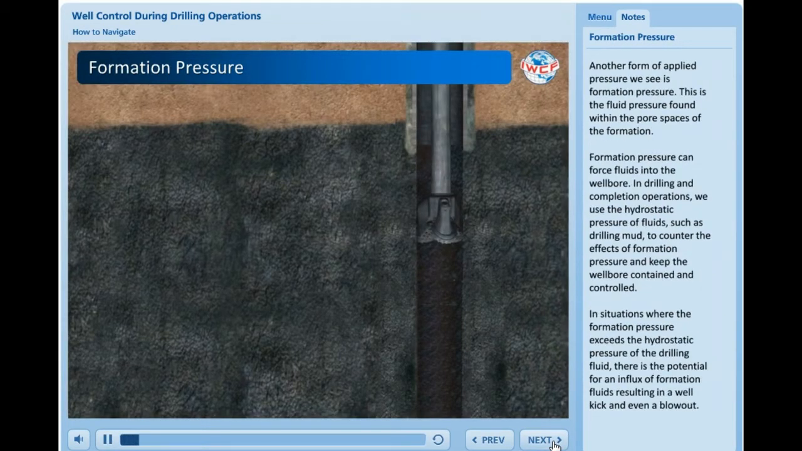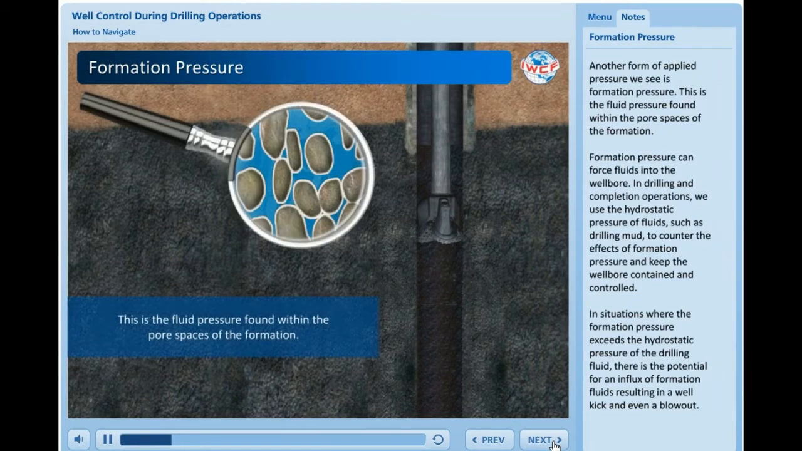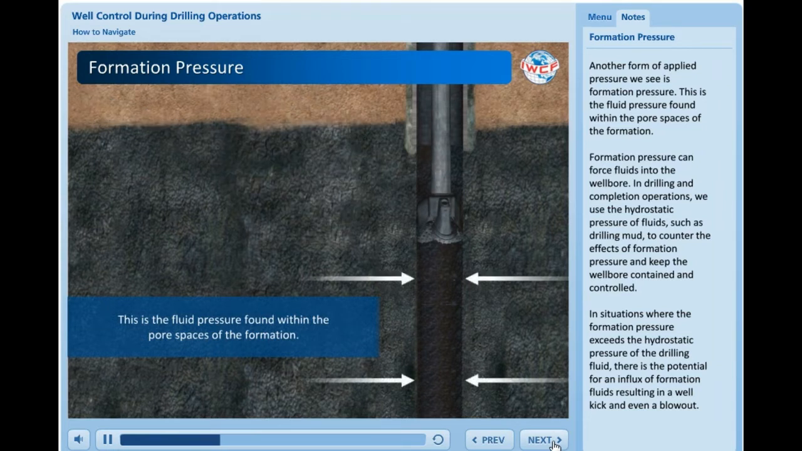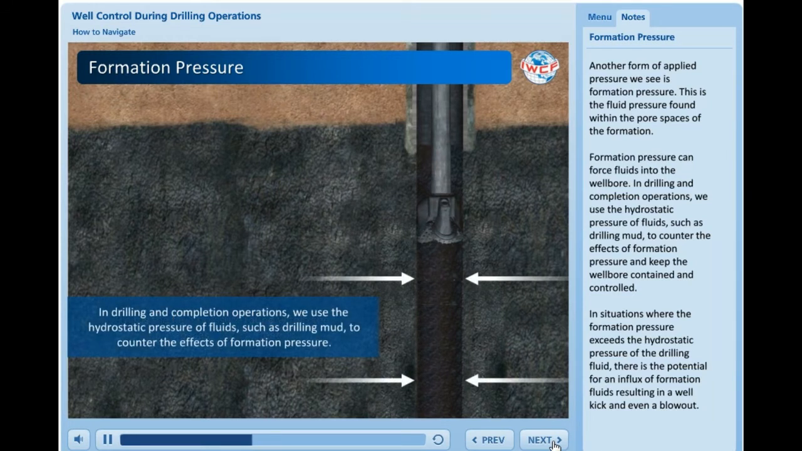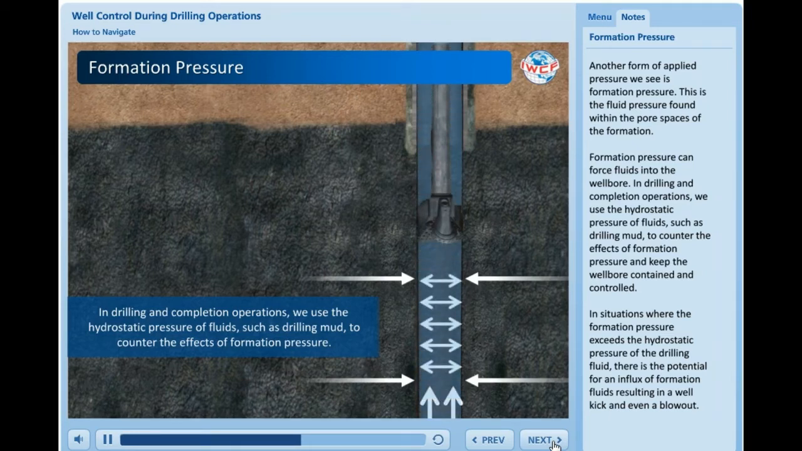Another form of applied pressure we see is formation pressure. This is the fluid pressure found within the pore spaces of the formation. Formation pressure can force fluids into the wellbore. In drilling and completion operations, we use the hydrostatic pressure of fluids, such as drilling mud, to counter the effects of formation pressure and keep the wellbore contained and controlled.